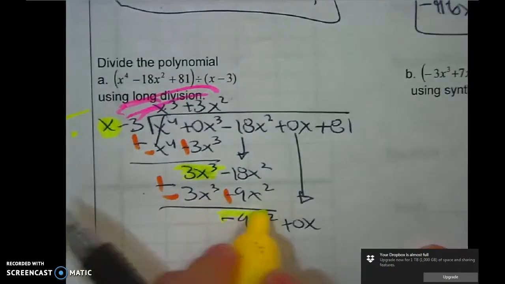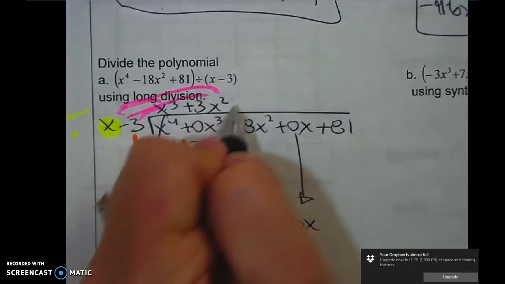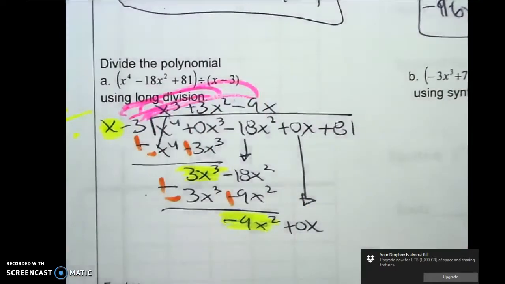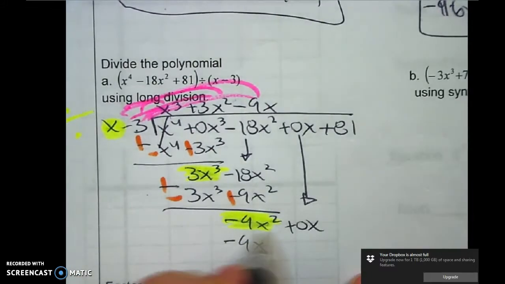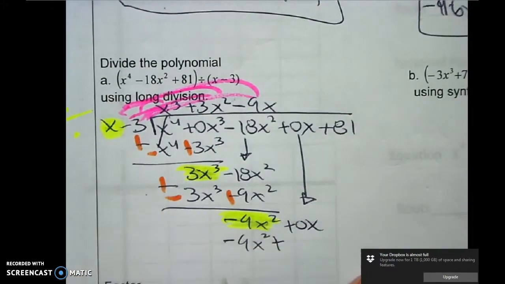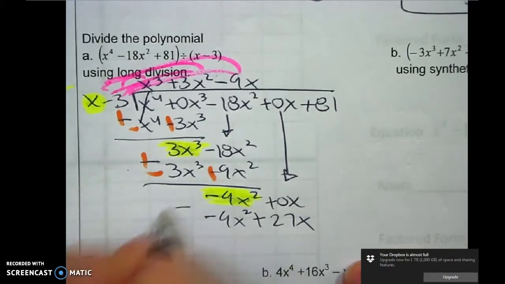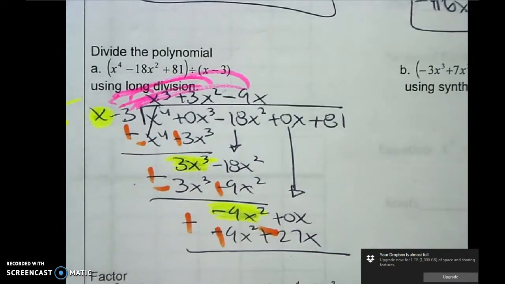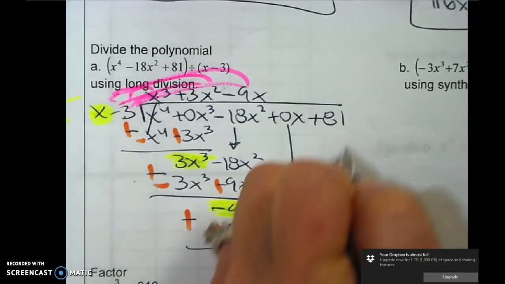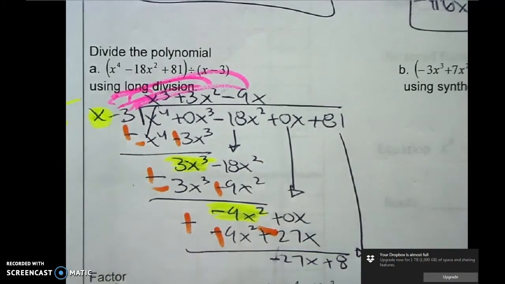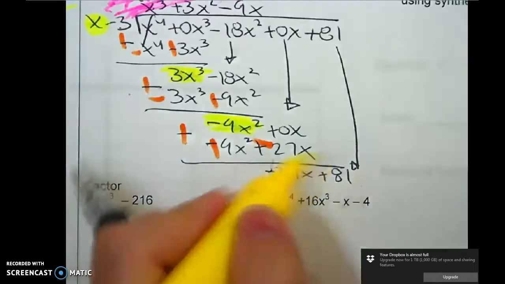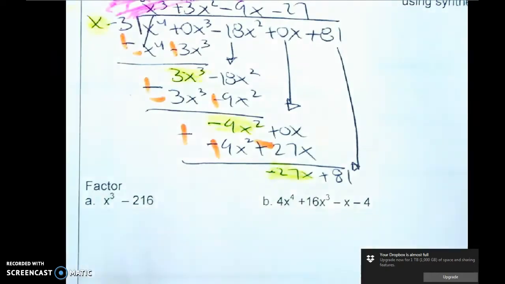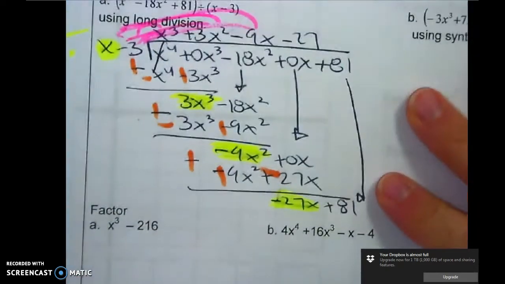Start again. X divided into negative 9x squared, negative 9x. Multiply, multiply. Negative 9x squared plus 27x. Subtract. Change the signs of everything to the right. Negative 27x plus 81. Start again. Divide. Minus 27. Now, multiply, multiply.